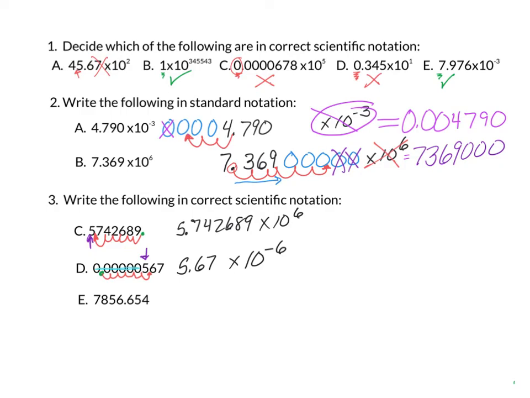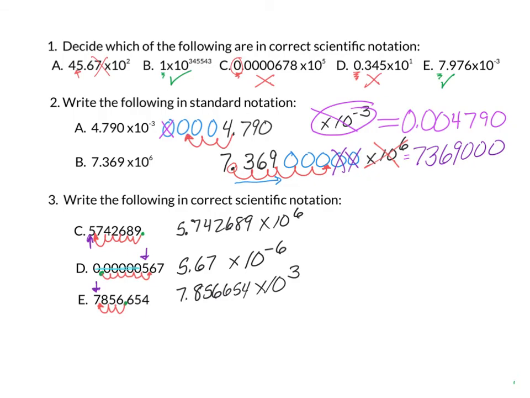Pause the video while you try part E. For this one, I know that I'm going to get a positive number in the exponent because this number is larger than 1. And so we're going to go back from the decimal place. We're going to go back 1, 2, 3, so that only the 7 is in front of the decimal. And that means that our answer will now be 7.856654 times 10 to the power of 3.